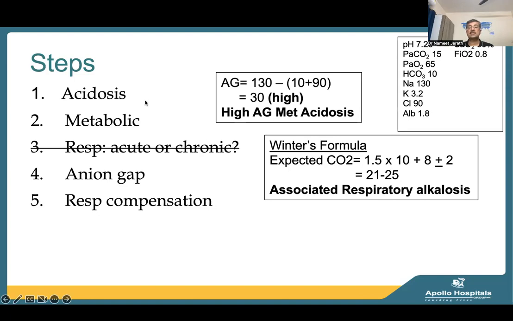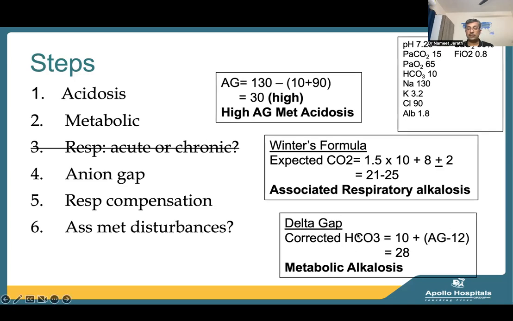So this child has high anion gap metabolic acidosis with associated respiratory alkalosis. And there's still one more step that we need to do, which is to find the delta gap, or to see whether the corrected bicarbonate is 24 as it should be. So now we do the calculations for corrected bicarbonate, which is the measured bicarbonate plus the anion gap minus 12, and it comes to be around 28.